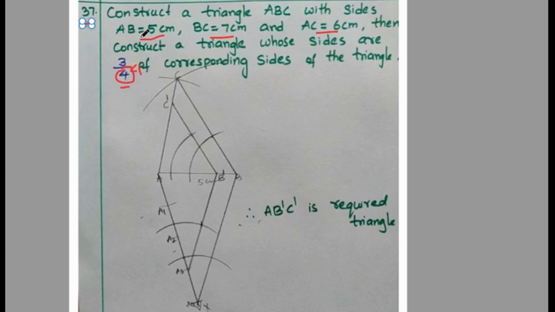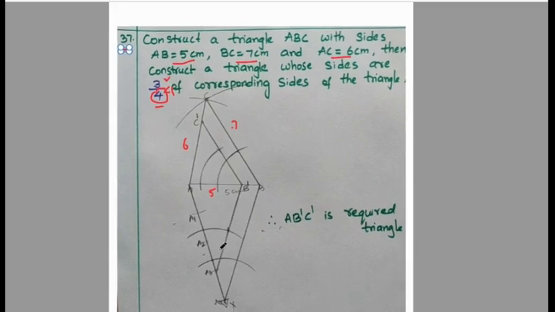So first we have to construct a triangle with AB 5 centimeters, BC 7 centimeters and AC 6 centimeters. Then we take a ray and divide that ray into exactly 4 equal parts: 1, 2, 3, 4. Then join the fourth part, and we draw a parallel line from the third part. Here I have drawn a parallel line from the third part, and from here also the same, we draw a parallel line B dash C dash to BC, and this is our required triangle. A B dash C dash is the required triangle.